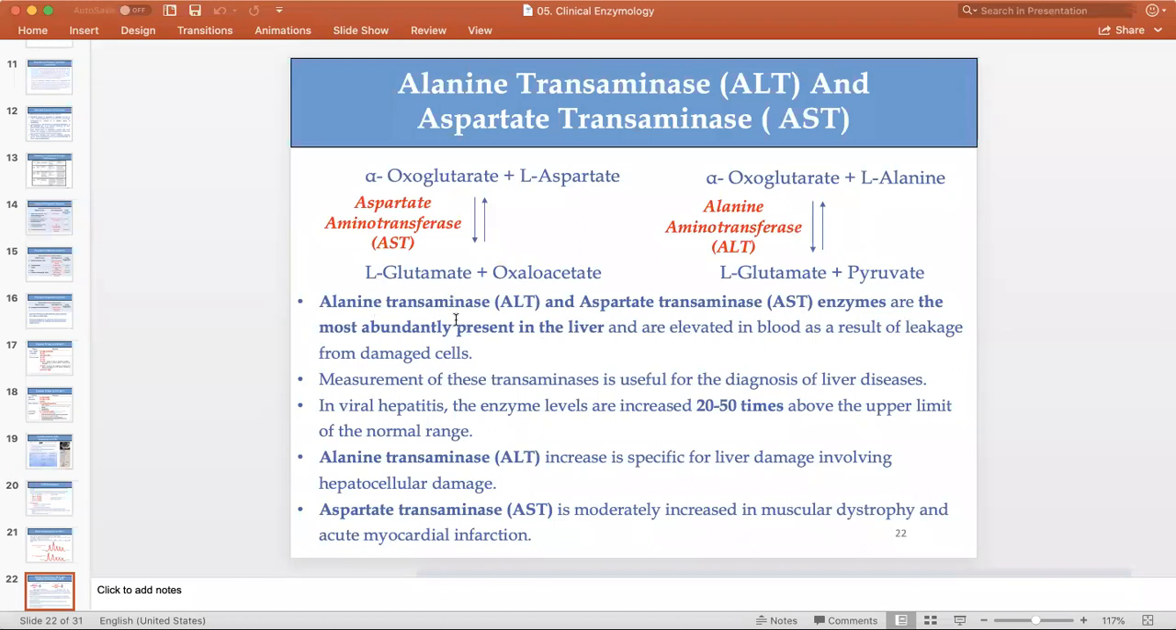ALT and AST are most abundantly present in the liver and are elevated in blood as a result of leakage from damaged cells. Measurement of these transaminases is useful in the diagnosis of liver diseases. In viral hepatitis, the levels can go up to 20 to 50 times above the upper limit of the normal range. ALT is more specific for hepatocellular damage. AST is moderately increased in muscular dystrophy and AMI, that's why it is not very specific to liver disease.